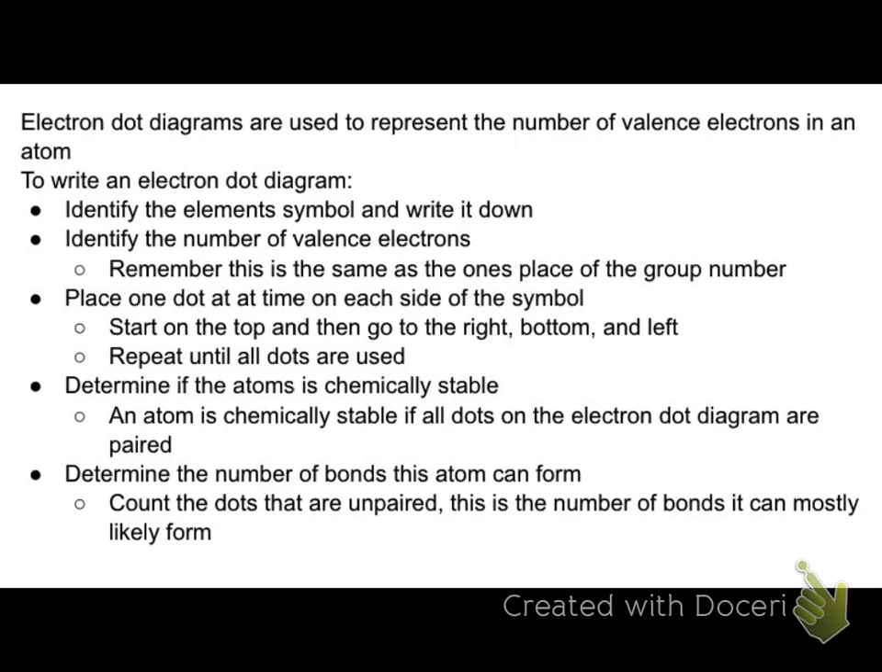All right, last one. Let's do xenon. Xe. What group is xenon in? It's in group 18. How many valence electrons? 8. So we'll go around. 1, 2, 3, 4, 5, 6, 7, and 8. Is this stable? Yes, it is. All of its electrons are paired. So how many bonds will it form? 0. When atoms are stable chemically, they tend not to form bonds.